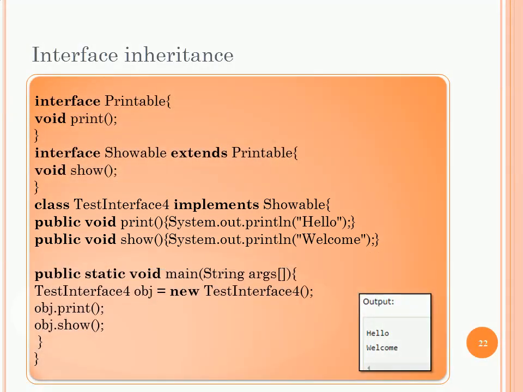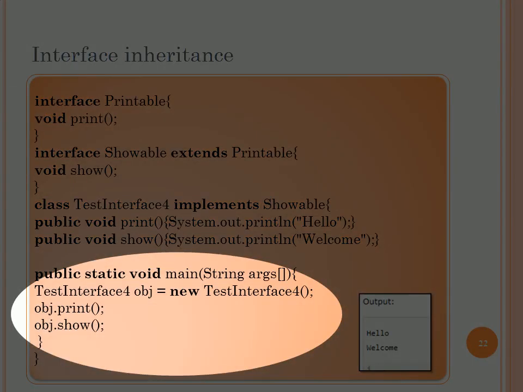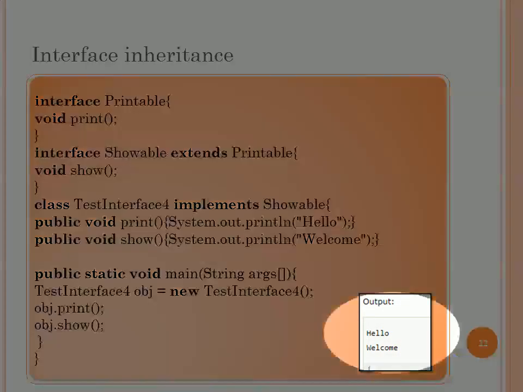Now in the test class in the main, we are creating an object of type testinterface4. Then we are using this object to call the print function and the show function. The output will be as follows.